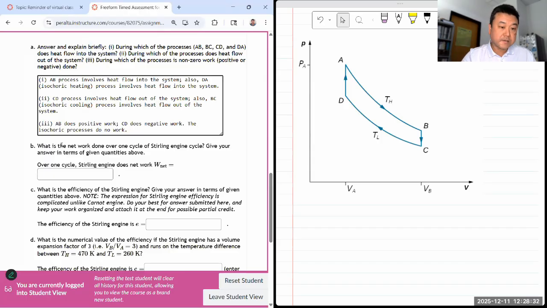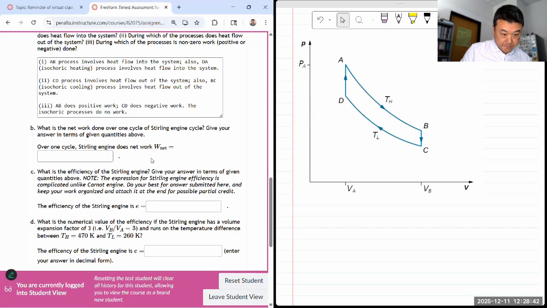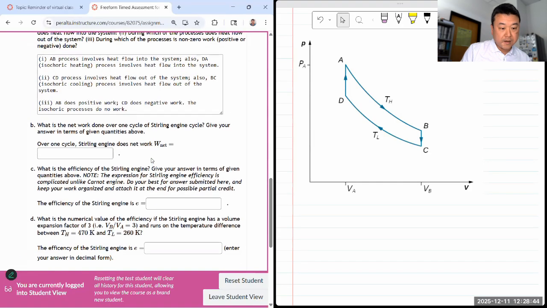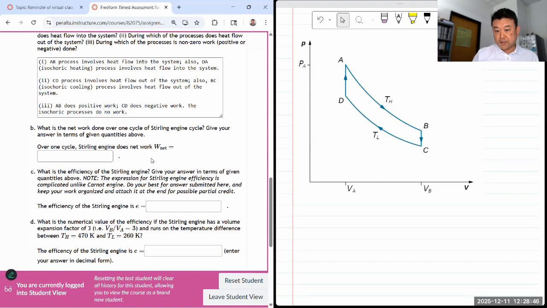So B, what is the net work done over one cycle of a Stirling engine cycle? Give your answer in terms of the given quantity. So this is the thing that takes a lot of time. Analyzing heat engines, as you have seen it demonstrated in the homework, you just gotta work through the whole thing. There's no real shortcut. So let me do that.